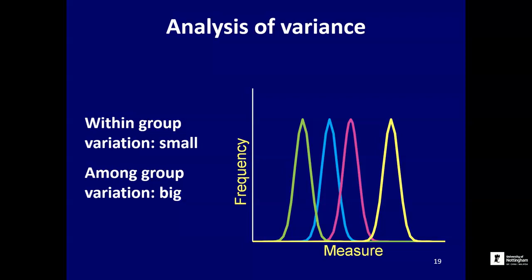The opposite scenario is where each individual group or sample has a very narrow spread of variation, so relatively small within group variation, but instead we see big among group variation, nicely, clearly separated means. So in this situation, we think, well, this is pretty unlikely to have happened by chance. It probably therefore reflects a genuinely significant difference between the groups.